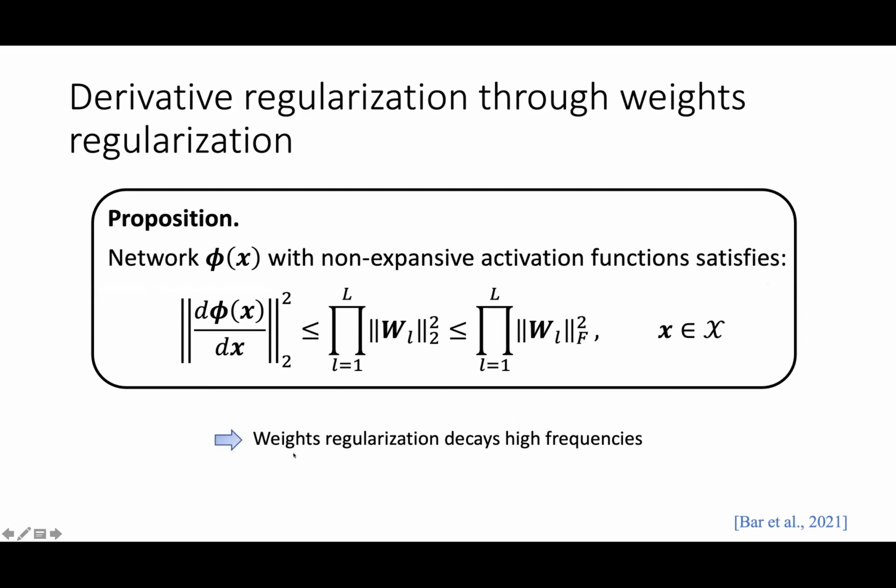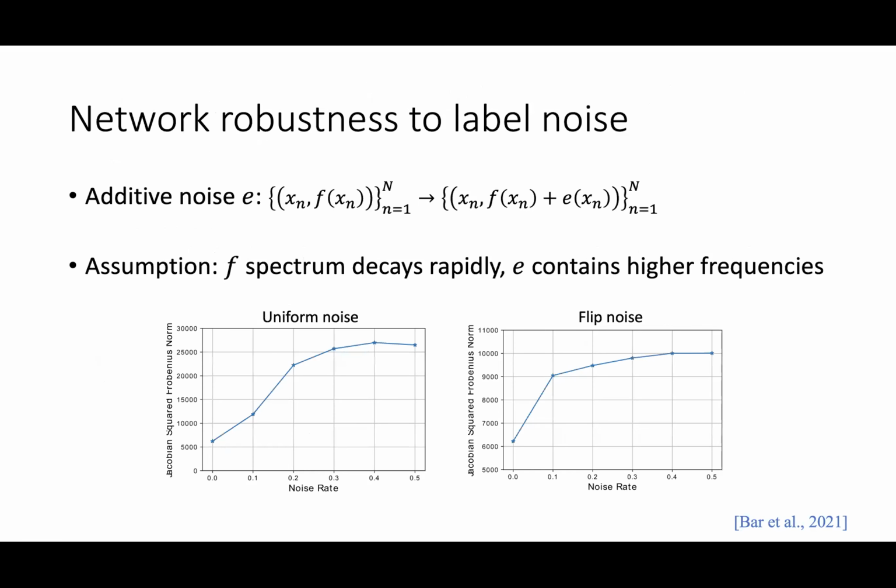So basically, if we apply weight decay in the network, we are bounding the Jacobian of the whole network, and therefore weight regularization decays high frequencies, and we are expecting to have a natural robustness of the neural network to noise, which is something that we see in practice.